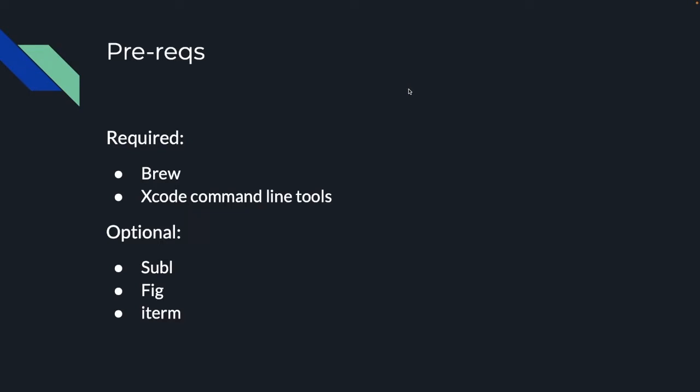So before we get started, some prereqs. Definitely going to need brew installed and the Xcode command line tools. If you've ever done anything with the terminal before in macOS, you definitely have these installed already, but just double check that you do. Some optional tools that are useful: Sublime, Fig, and iTerm. Not required by any means, but I'll be using them in this video.